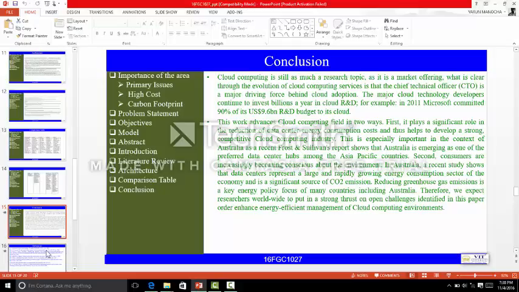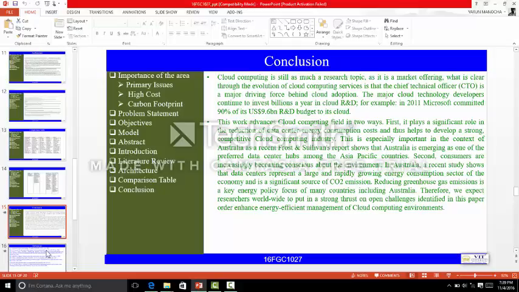This work advances the cloud computing field in two ways. First, it plays a significant role in the reduction of data center energy consumption costs and thus helps to develop a strong competitive cloud computing industry. This is especially important in the context of Australia, as a recent study shows that Australia is emerging as one of the preferred data center hubs among the Asia Pacific countries.